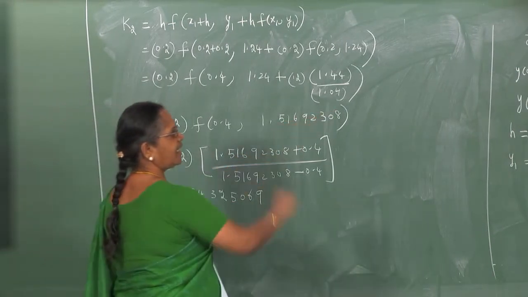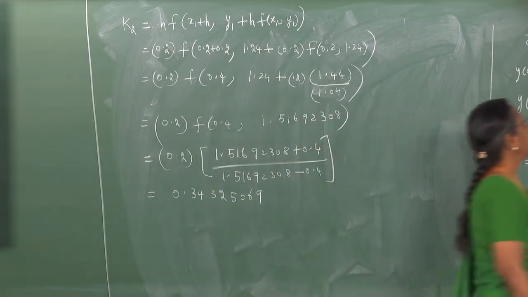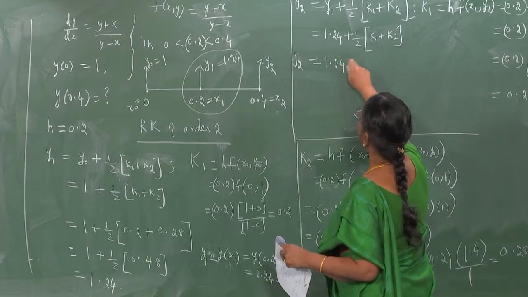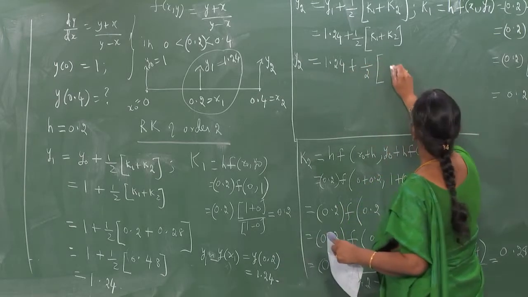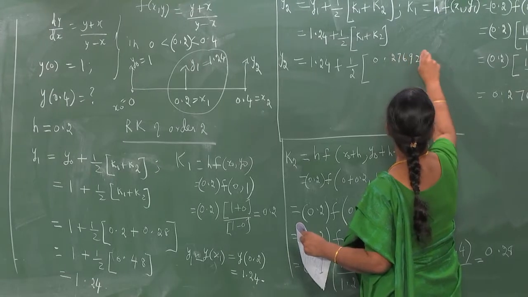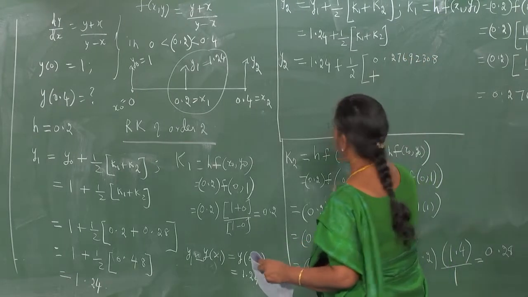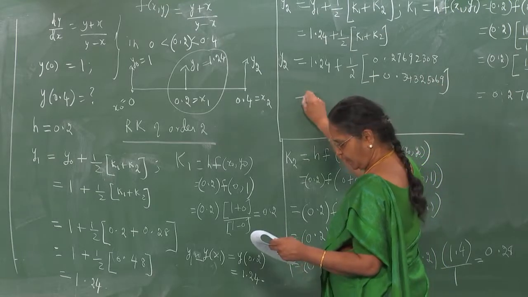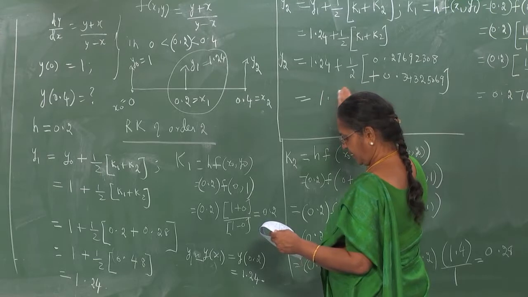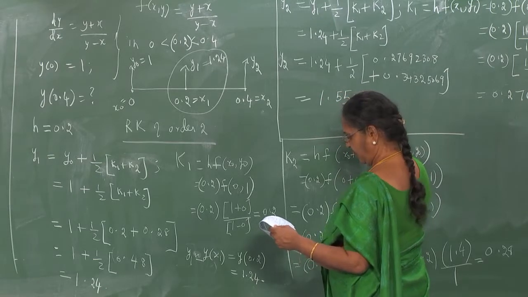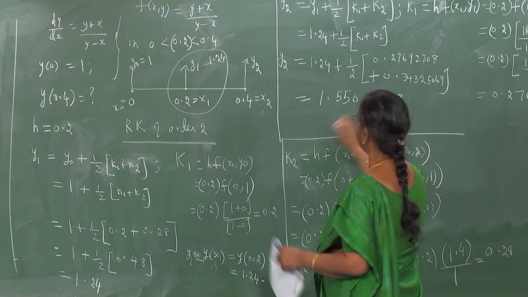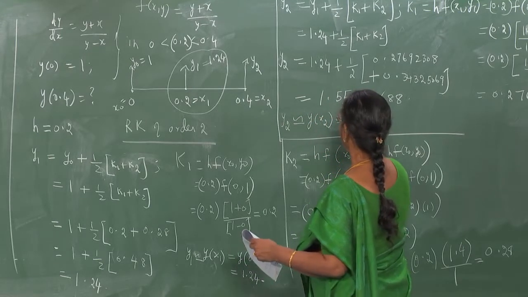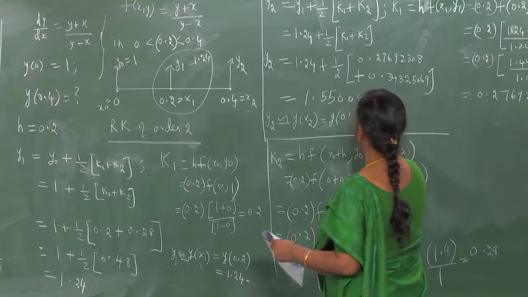So, having computed K1 and K2, we substitute in this expression and obtain what y2 is. It is 1.24 plus half of K1, which is 0.27692308, and K2 is 0.34325069. And if you simplify, you end up with the value of y2 as 1.55008688. So, this y2 approximates the value of y at x2, namely y at 0.4.